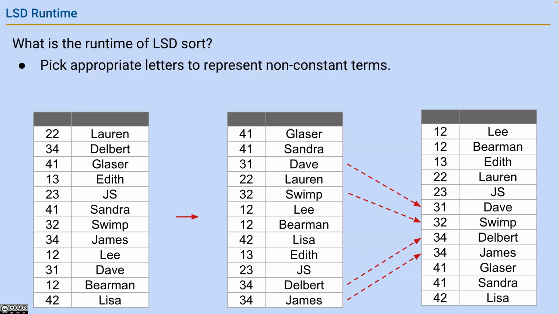Reminder that counting sort is N plus R. So I want you to come up with some new formula for LSD radix sort. It's going to be slightly different.